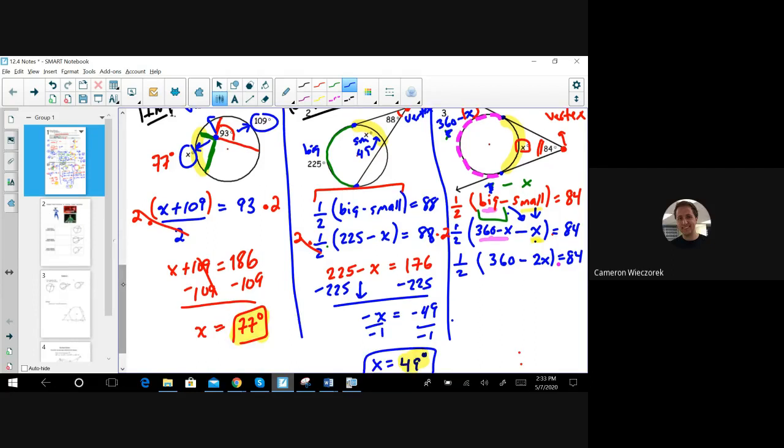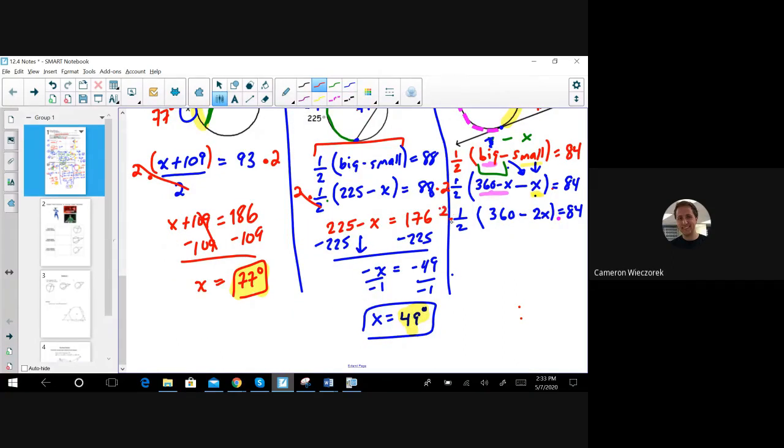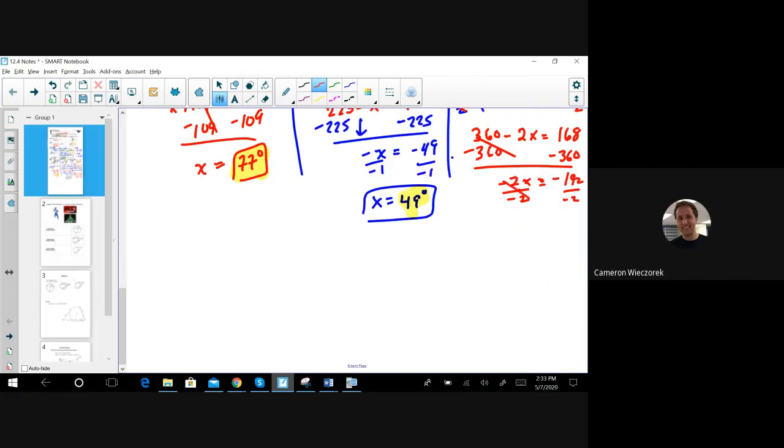Now I'm going to do my trick that I did in the last one. I'm going to get rid of the fraction, so I'm going to multiply both sides here by 2. So then I get 360 minus 2x equals 168. Move the 360 over. Negative 2x equals negative 192. And then we just divide both sides by negative 2. So this one should be 96.